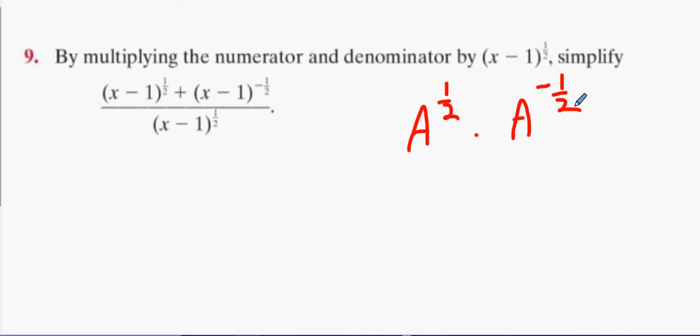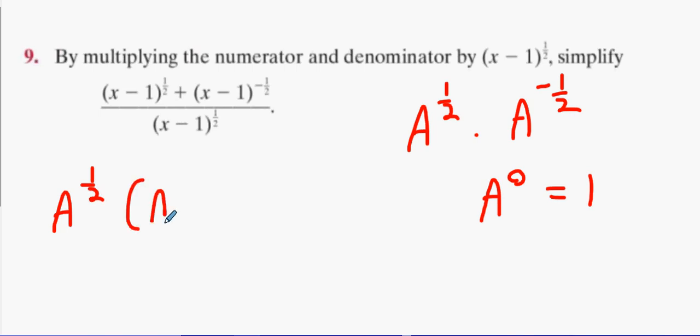Can anybody tell me? I'd say it's a to the power of 0. And what's anything to the power of 0? 1. We all cool with that? Okay, next part. What's a to the power of a half multiplied by a to the power of a half plus a to the power of minus a half?